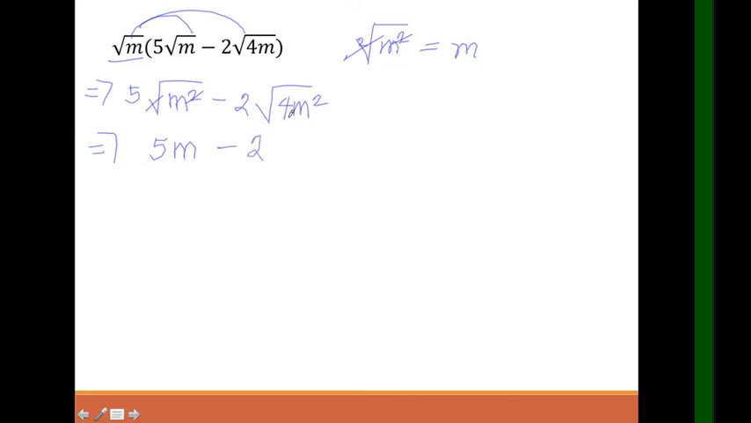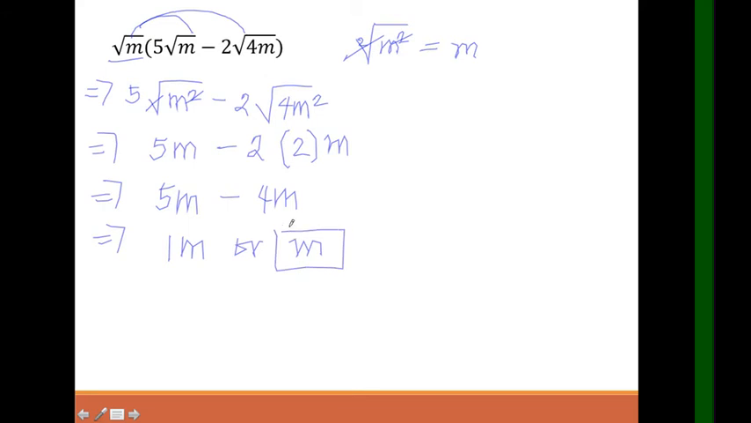What is the square root of 4? That is 2. And the square root of m squared is m. So we have 5m minus 2 times 2 is 4m. And 5m minus 4m is 1m, or simply m, as our final answer. Did you get it? Okay. Now, another example.